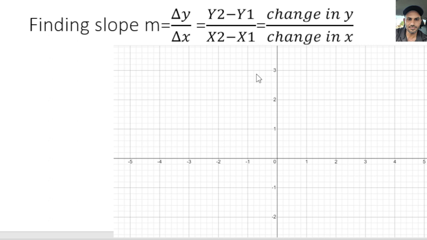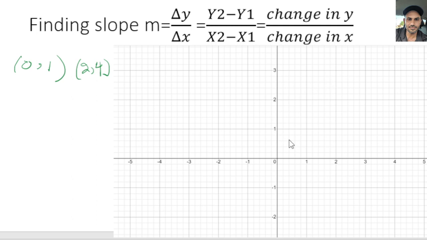So I'm going to put a couple of points, and then we're going to connect those 2 points and find out the slope between them. If I put a point that is 0, 1 and 2, 4, we want to find out the slope of the line that goes through these 2 points, or the slope of the segment that connects them.